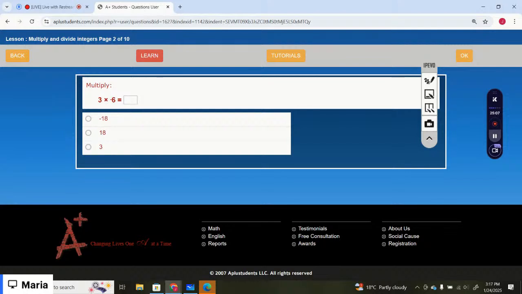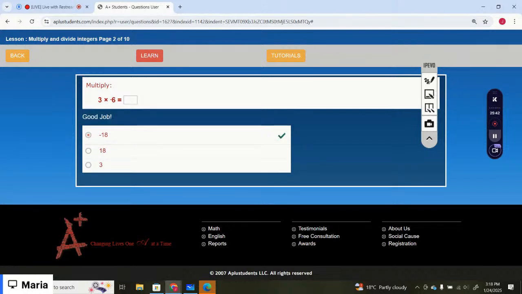Multiply 3 times negative 6. So which is the correct option? No, you don't have to answer as positive or negative. You have to solve also. 3 times 6 is 18. One of the numbers is negative, so the answer is also negative. So that is negative 18.